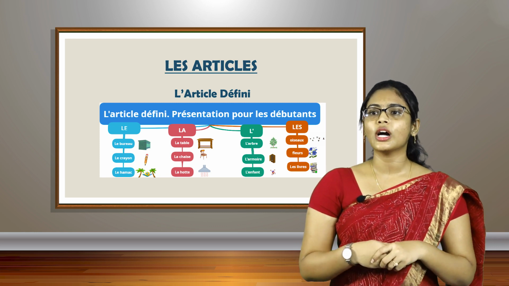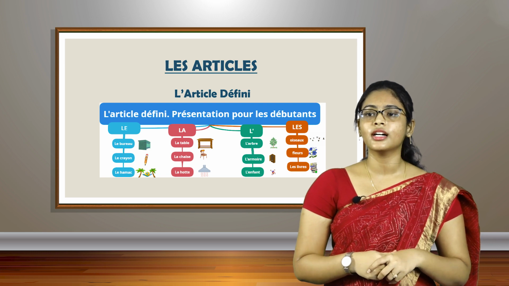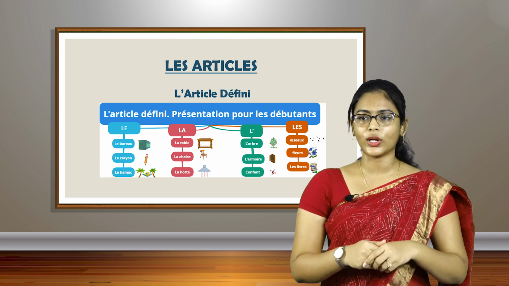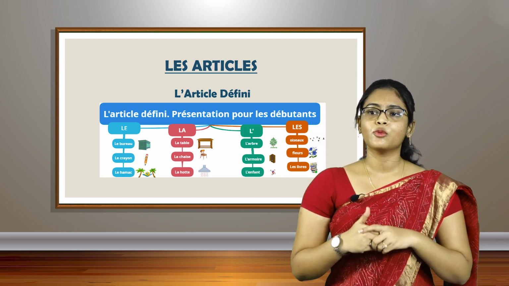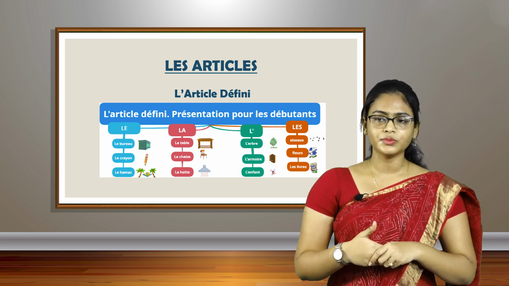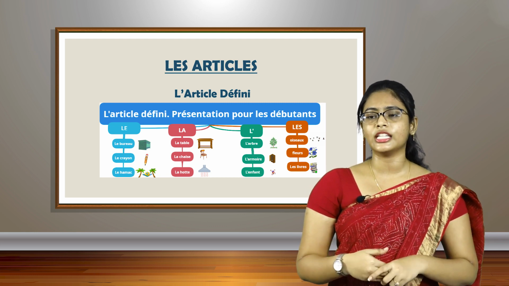Next, moving on to la. La, we use for feminine. First one, la table. La table, which means a table, ends with E, so it is feminine. La chaise also ends with E, which is also feminine. La hotte is the ventilator, which we even call a chimney. That also ends with E, which is feminine.